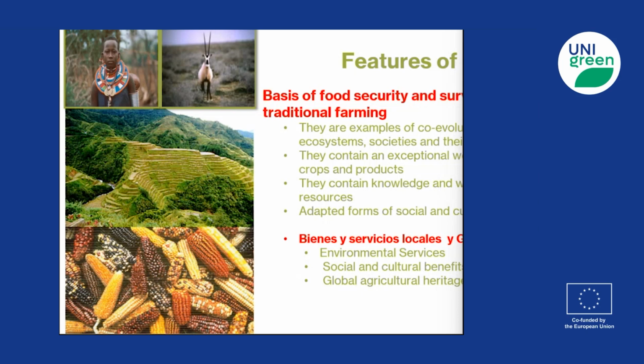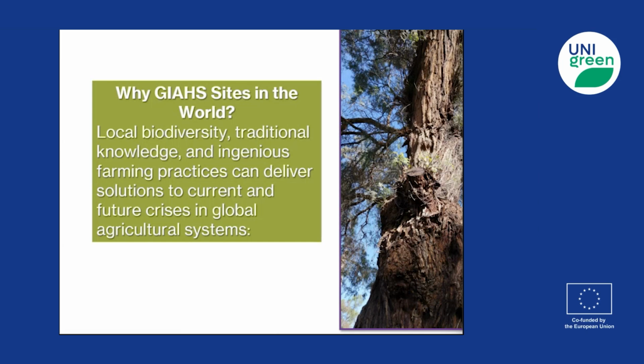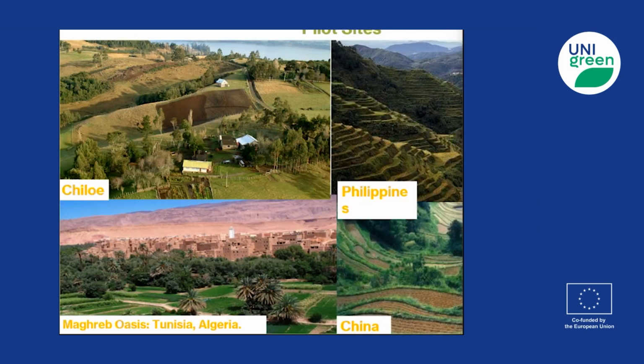So they contain a lot of biodiversity in crops and products. They contain knowledge and also the adapted social and cultural organization, and they provide certain services. And so why these sites in the world? Local biodiversity, traditional knowledge, and indigenous practice. These are the elements that were needed to choose different sites. And these are the pilot sites.